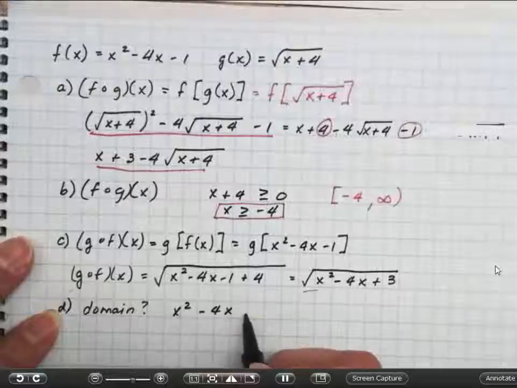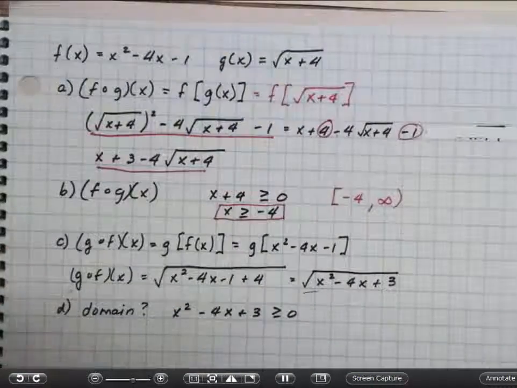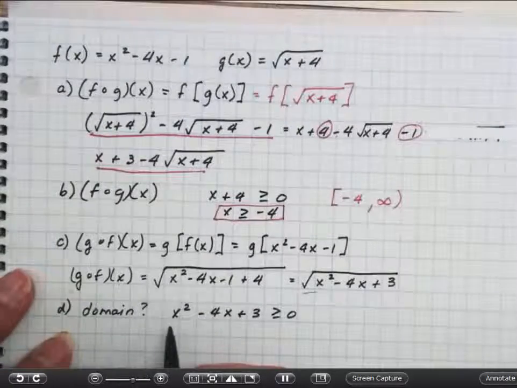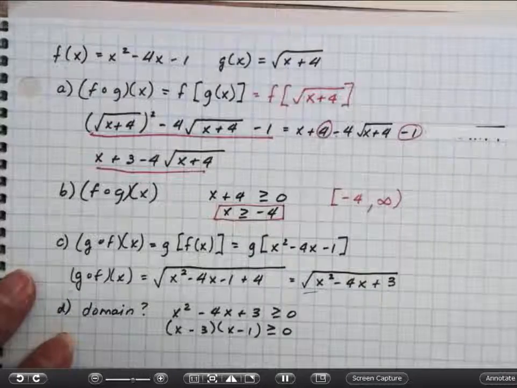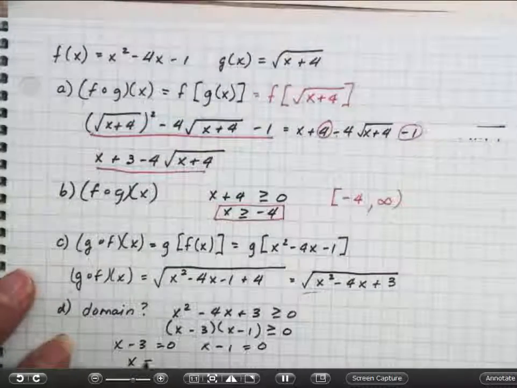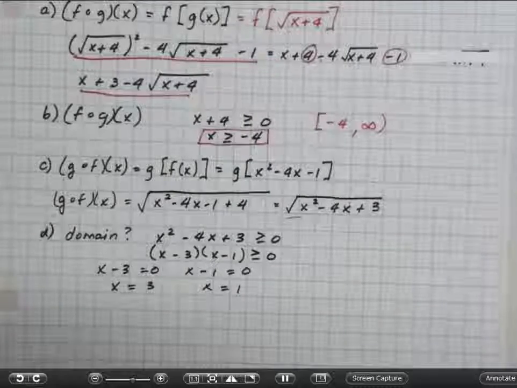Take your quadratic and get greater than or equal to 0. How do I figure this out? I need to find what? Factor. What are my factors going to be? x minus 3 times x minus 1. Now what do I do? Set them equal to 0? We could set each of them equal to 0, okay. So what is this giving me? It's giving me the zeros of the function. It's giving me my x-intercepts.